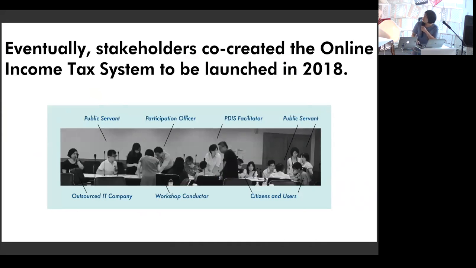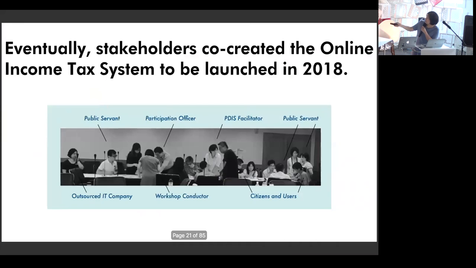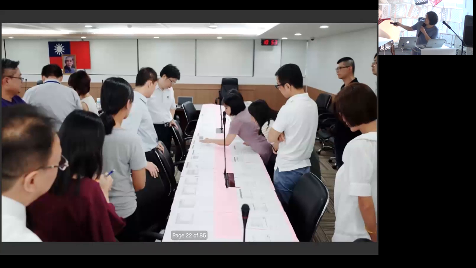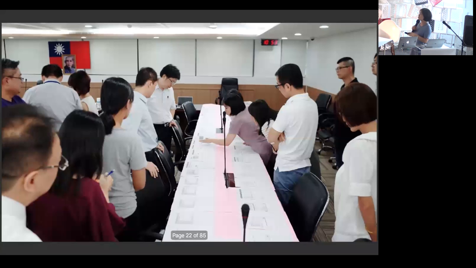And after a few following work, this is the first one. The first workshop after the first one. Sorry, this is the second one. And those people that I showed you before, the diverse stakeholders, they actually joined the workshop and co-create the solutions.